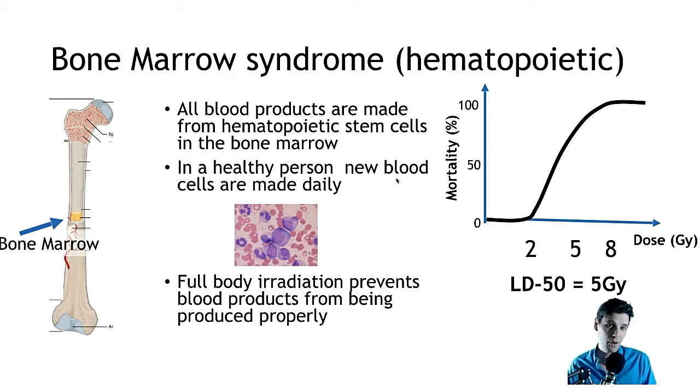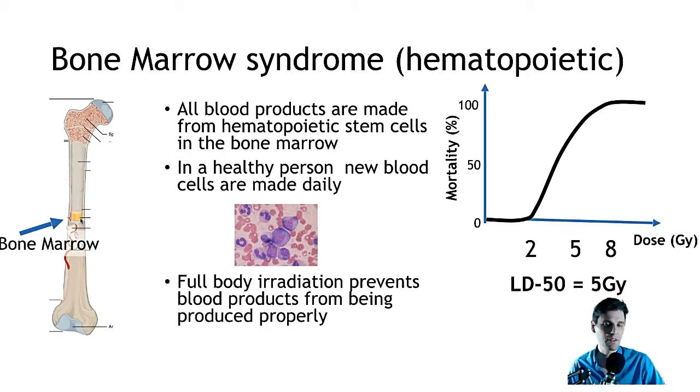So in the case of the first one, we're talking about bone marrow syndrome. First off, all the blood products are actually made in the bone marrow inside of the bones, and the blood products actually start off as stem cells. Those stem cells can become the different types of blood products, and they're constantly being remade inside the body. So in a normal, healthy person, you have 10 to the 11th to 10 to the 12th new blood cells being made every day to replenish the supply.